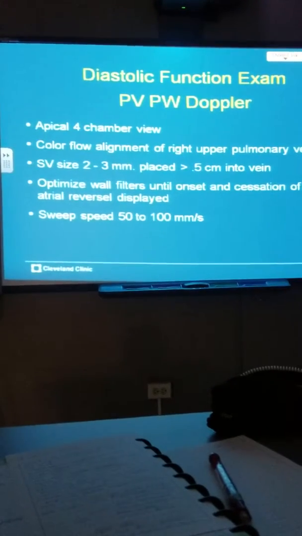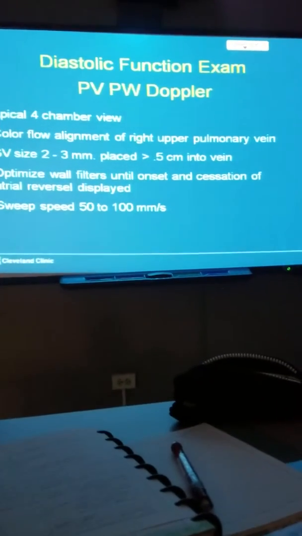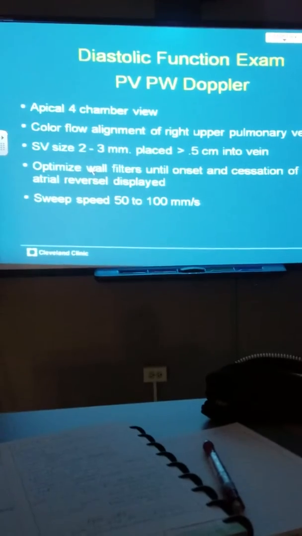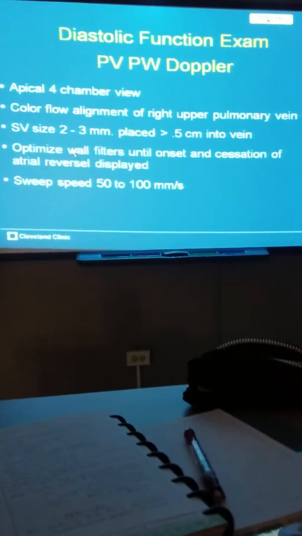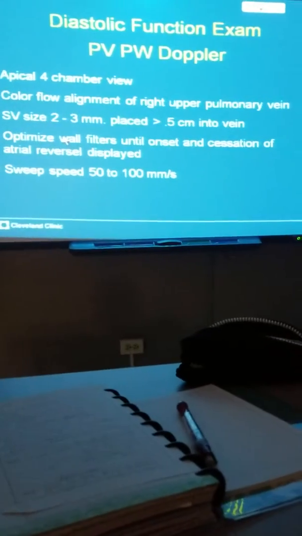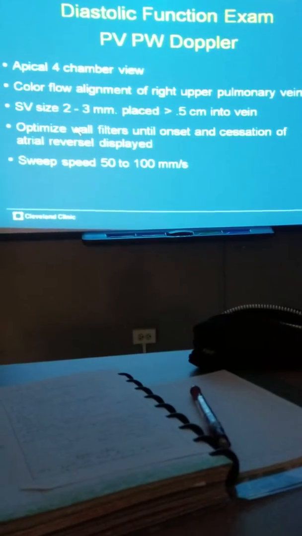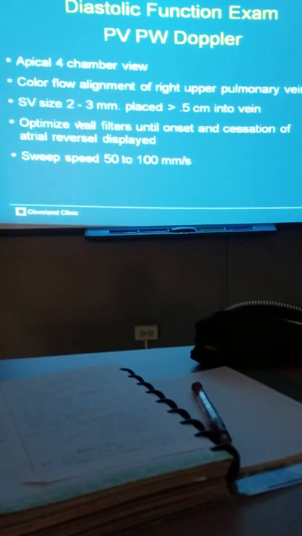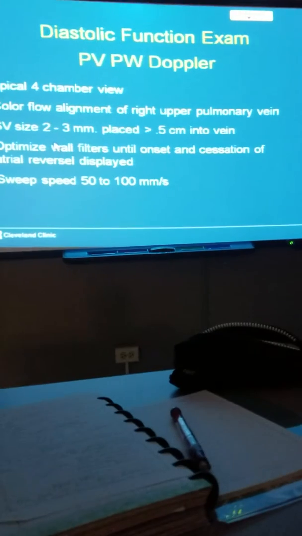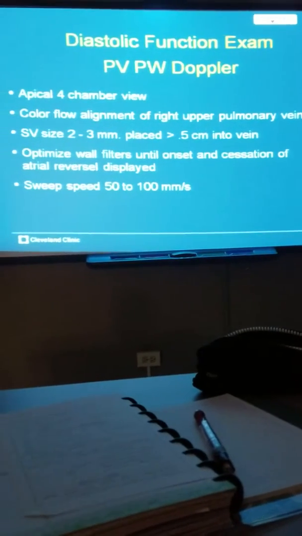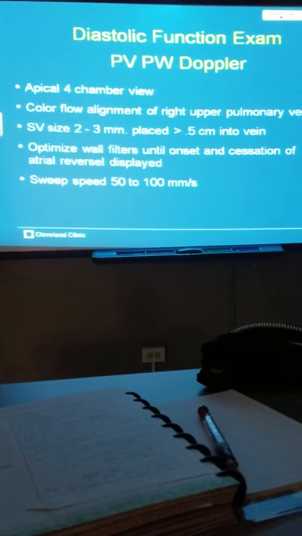So then you're going to look at your pulmonary vein flow, again in the apical 4-chamber view. Use your color flow again to align, and usually we're looking at the right upper pulmonary vein. Sample volume size should be between 3 and 4 millimeters, placed about 0.5 centimeters into the vein.